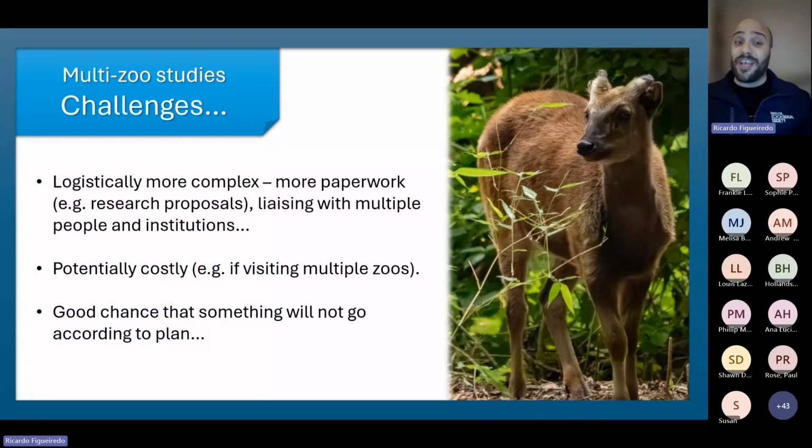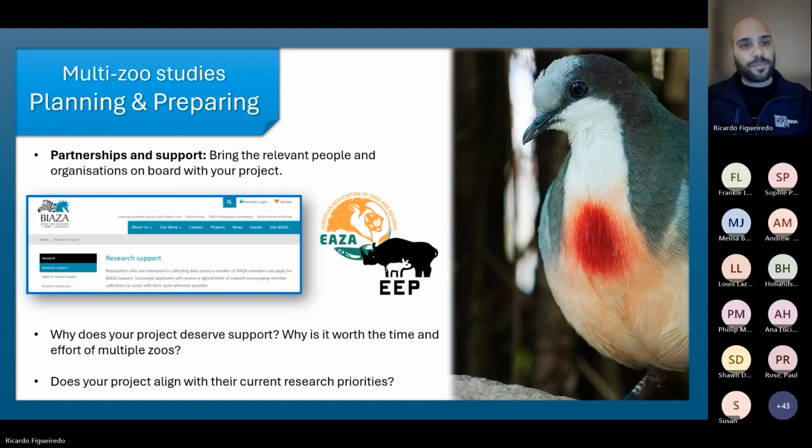And there's also a good chance that something will not go according to plan. So on the bright side, if you have many zoos and a large sample size, if you end up having to drop one or two because unexpected things happen, it's not a big deal. But it is likely that something will happen with so many zoos and so many animals involved that there'll be some unexpected events that may disturb your research project a little bit.